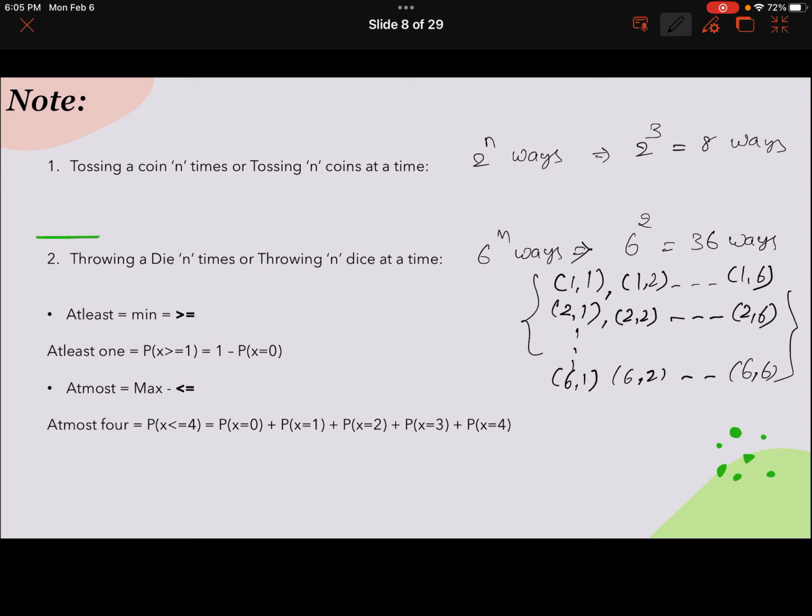At least means minimum. It will start with that number: P of x equals 1, 2, and so on. Sometimes it is very difficult to find all possible ways. We are just eliminating from one, like P of x greater than or equal to 1 is equal to 1 minus P of x less than 1, that equals 1 minus P of x equals 0. At most means maximum. It will stop at this point: 0, 1, 2, 3, 4.